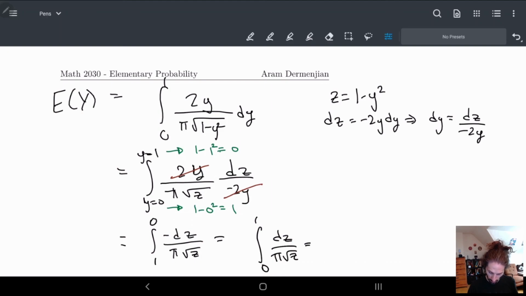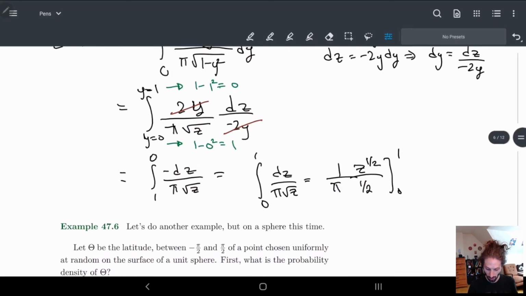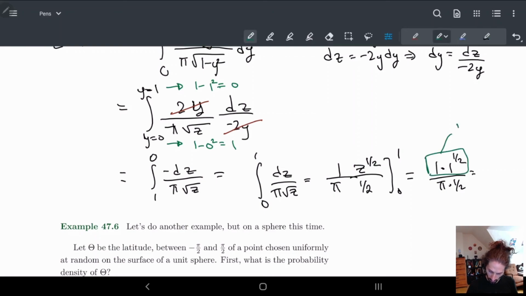And here I can take my integral, 1 over pi. I add 1 to the exponent and divide by the exponent. So I get z to the 1/2 divided by 1/2. And this I want to do from 0 to 1. Plugging in 0 gives me 0, so I don't have to do anything. So really it's just this 1. So 1 times 1 to the 1/2 over pi times 1/2. This is just 1 on top. This is 1. And so what we're ending up with is 2 over pi. And that's it.